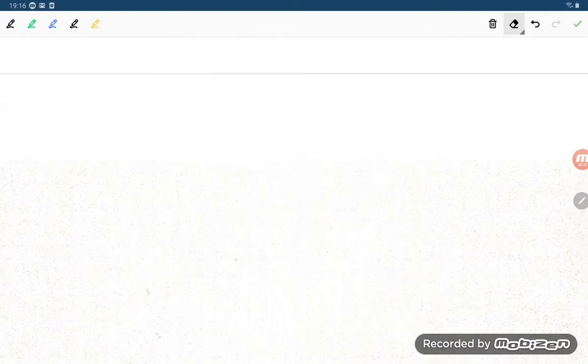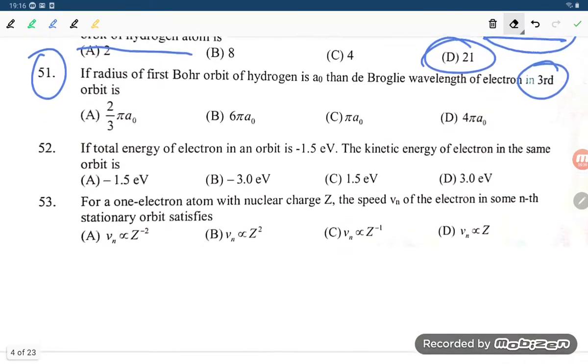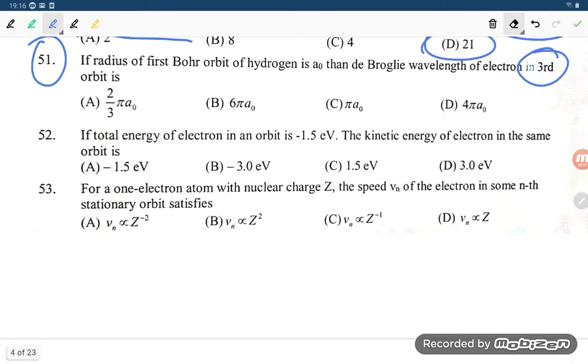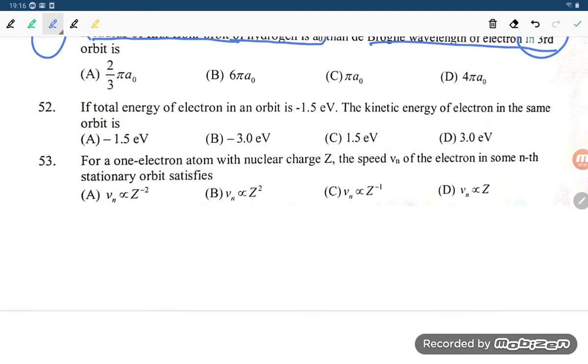Okay, that's enough. Now let us move on. What is their question? If the radius of the first Bohr orbit of hydrogen is A naught, okay, what is there, student? We know one formula, student. What formula? And then the de Broglie wavelength in the third Bohr orbit. So MVR is equal to nh by 2 pi.